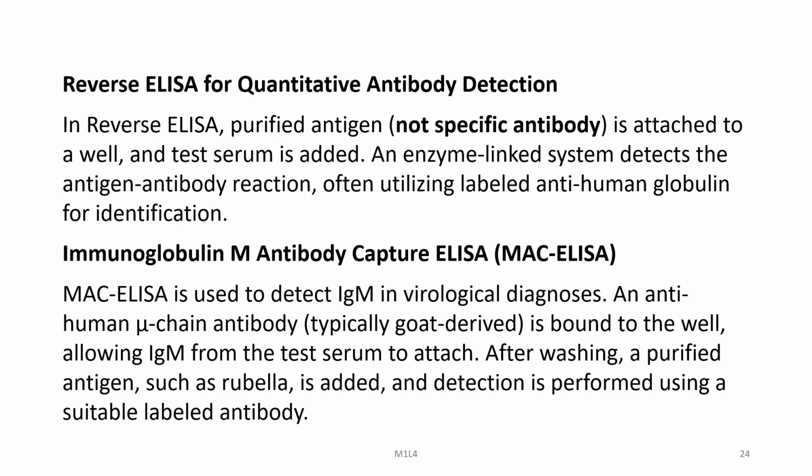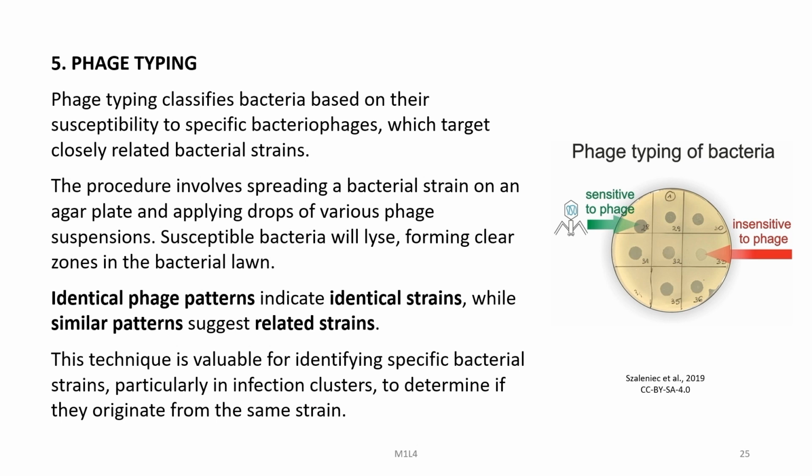Immunoglobulin M antibody capture ELISA or MAC ELISA is used to detect IgM in virological diagnosis. An anti-human mu chain antibody, typically derived from goat, is bound to the well, allowing IgM from the test serum to attach. After washing, a purified antigen such as rubella is added and detection is performed using a suitable antibody.